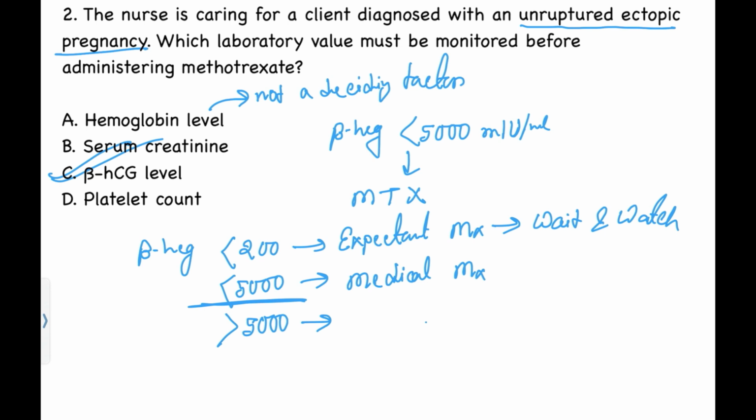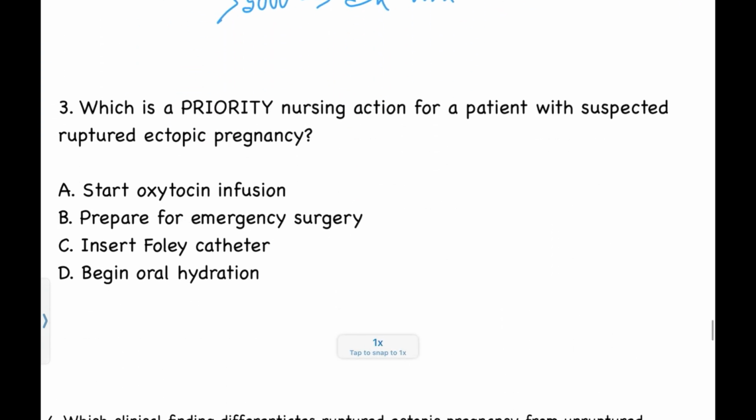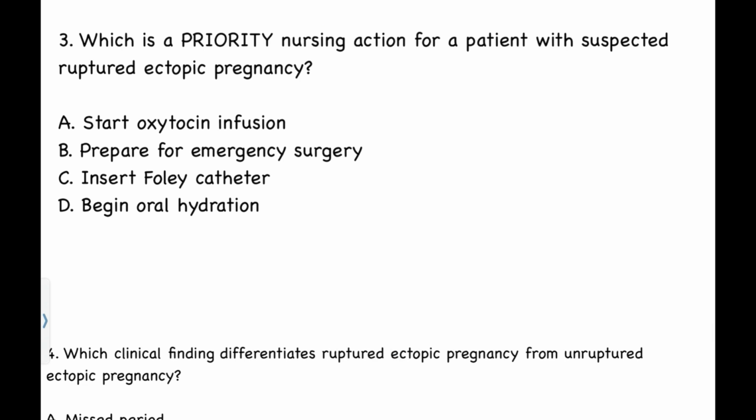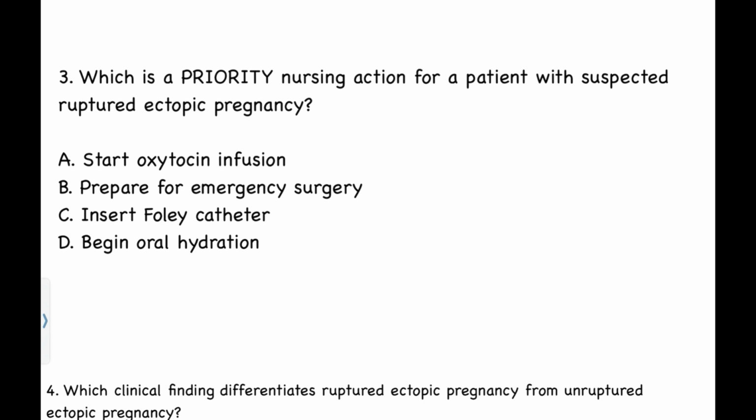So when it is beyond 5000, then we will use surgical management. Whenever we are administering methotrexate, we need to monitor this beta HCG level. Okay, now the next question. Which is the priority nursing action for a patient with suspected ruptured ectopic pregnancy?